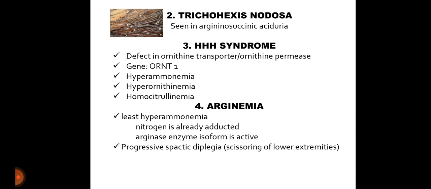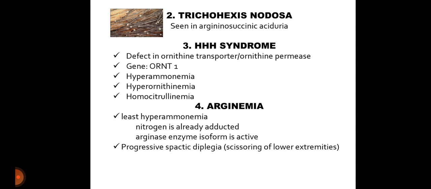There will be hyperammonemia, as I said in the beginning. So the urea cycle is always associated with increased ammonia levels, and hyperornithinemia, because this carbamyl phosphate cannot combine with the ornithine, so the ornithine level will be increased in the cytoplasm.